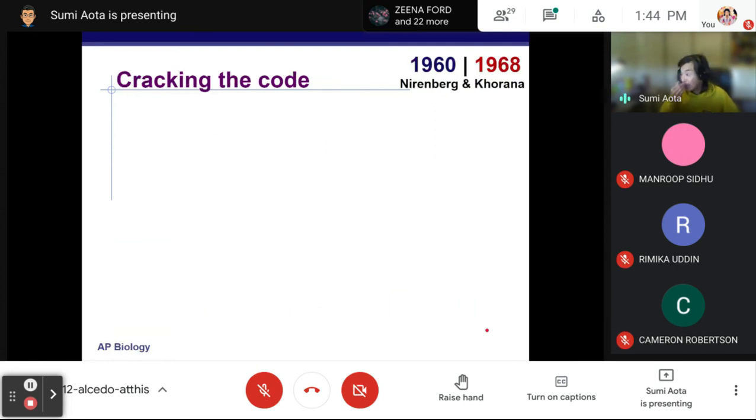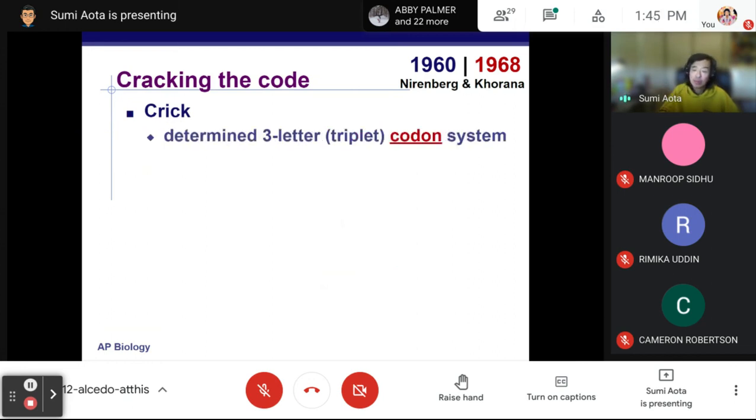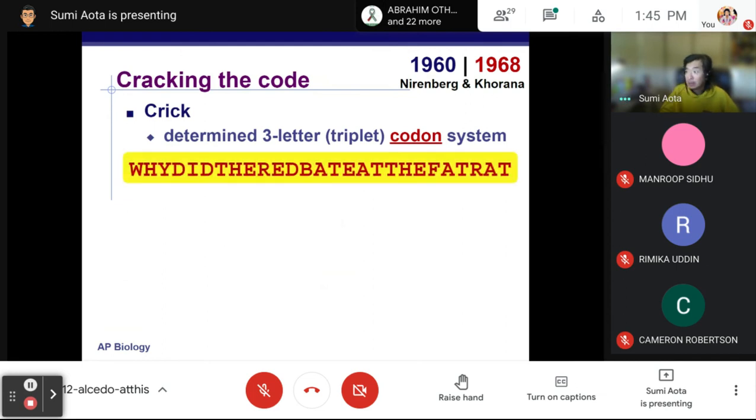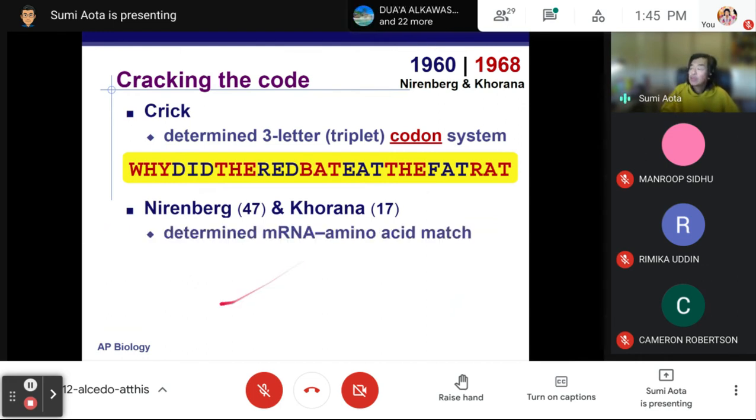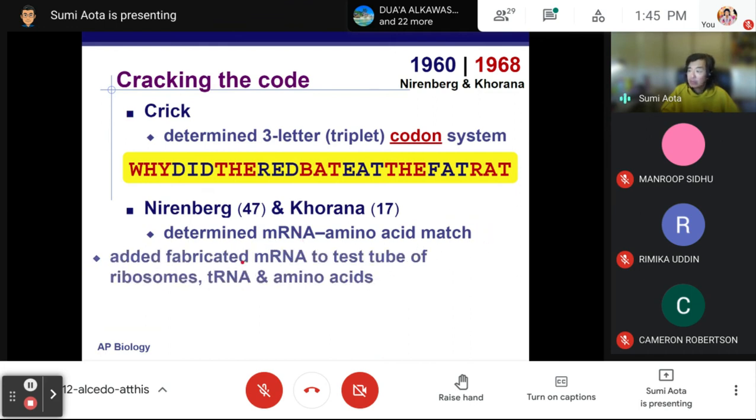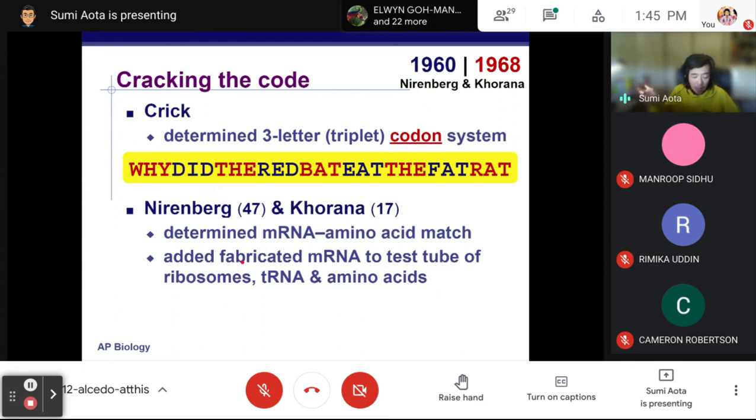Cracking the code was done in 1960 by Nirenberg and Khorana. Crick is the first person who postulated that there was a 3-letter triplet codon system. So why did the red bat eat the fat rat? Right, so that's a 3-letter system in English. Nirenberg worked out 47 of them. Khorana worked out the remaining 17. What they figured out was the mRNA to amino acid match. The way they did it, they made up a bunch of artificial mRNA and put it in a test tube with ribosomes, transfer RNAs, amino acids, everything you need to run the ribosomes.